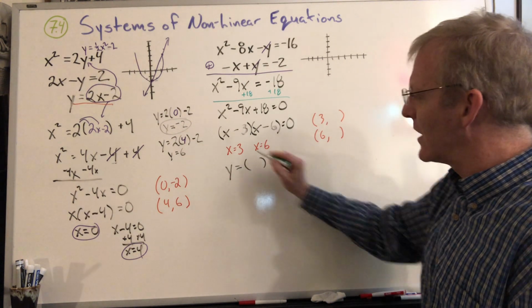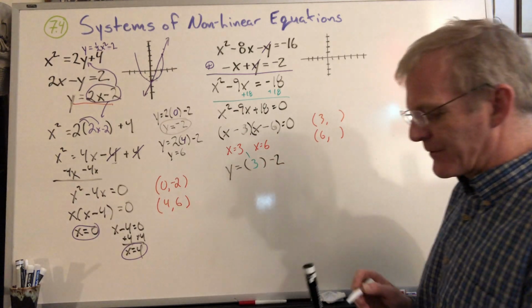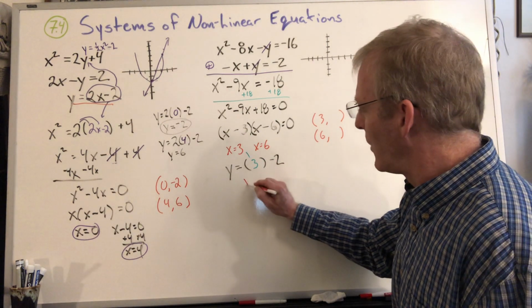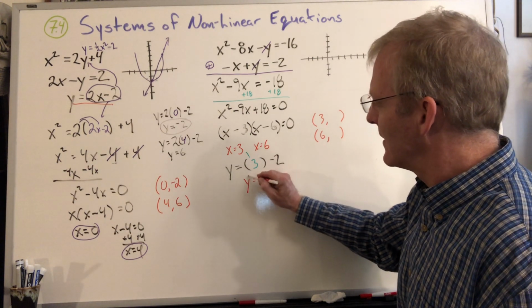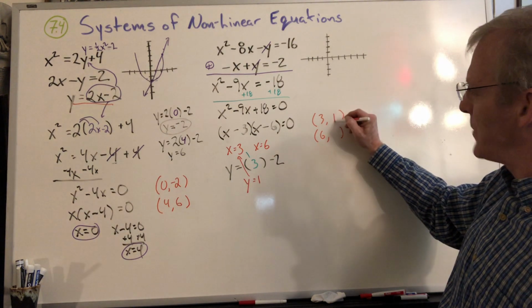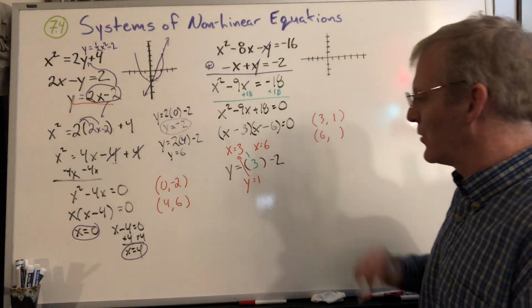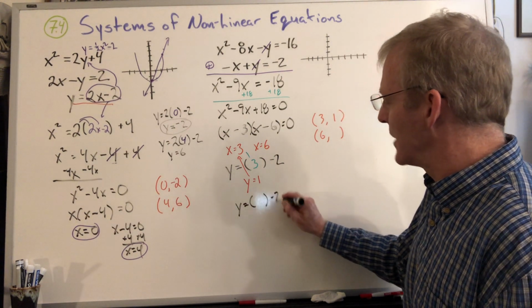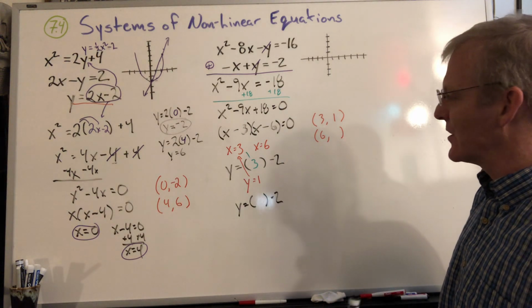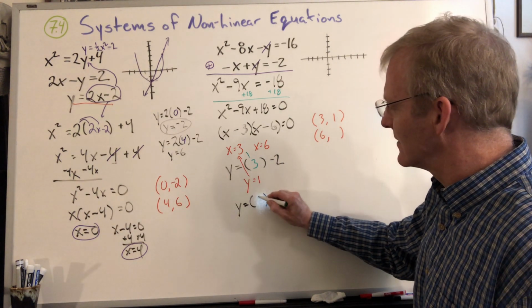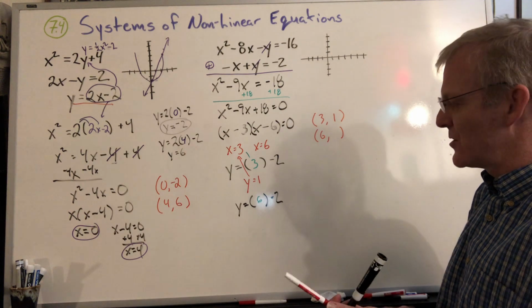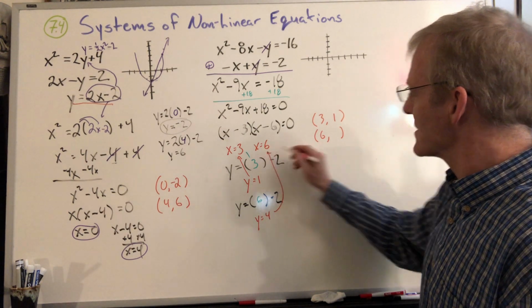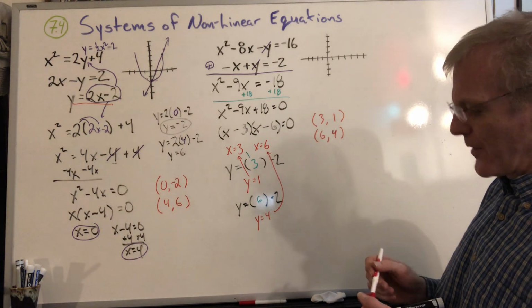So let's go ahead and plug in the 3 for the first one. And we can see now that 3 minus 2, y equals 1. That goes with that guy. Bam. And then let's do it one more time with the 6. Y equals x minus 2. And again, you can see when we put the 6 in, we get 6 minus 2, y equals 4. And that goes with the 6. So those are our two solutions.